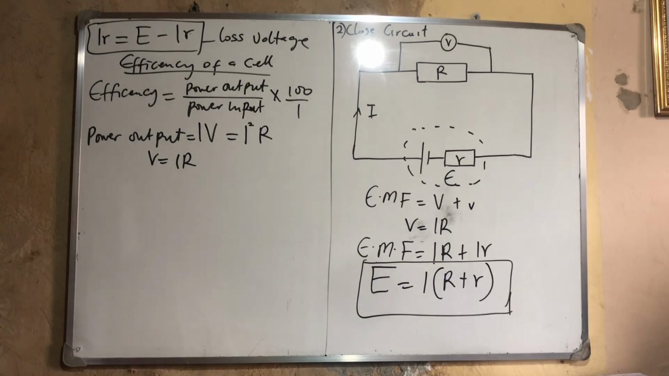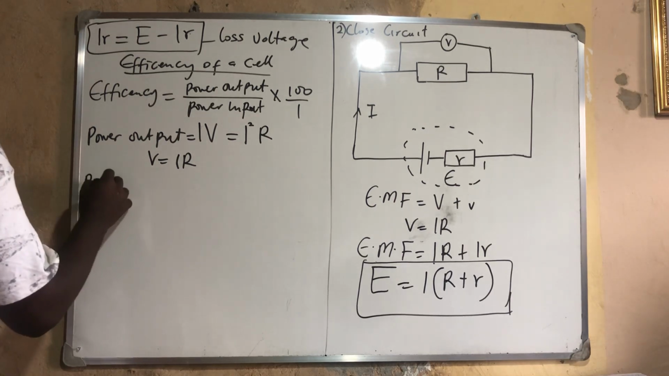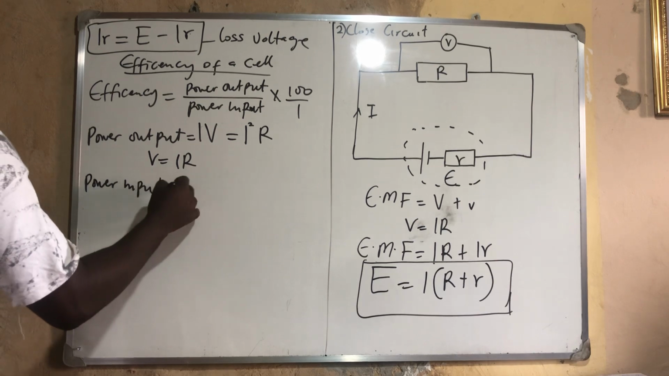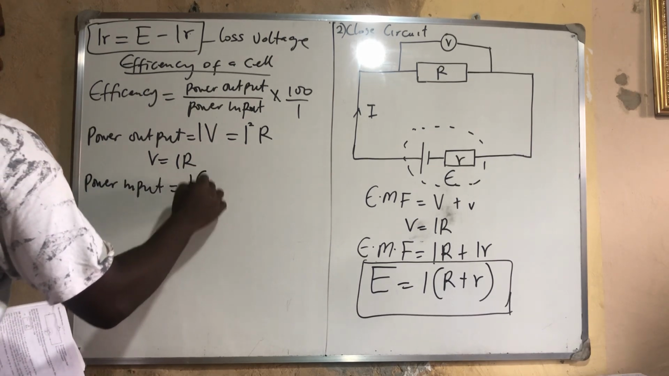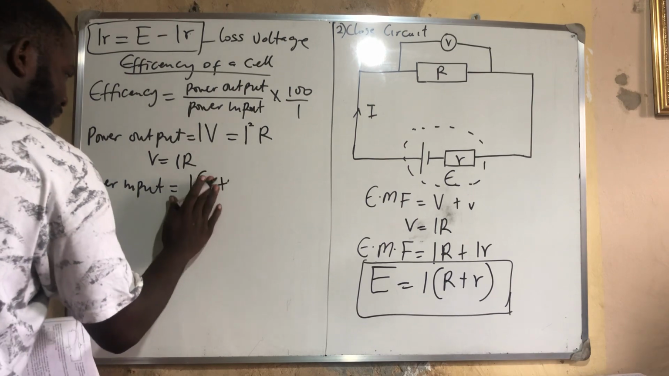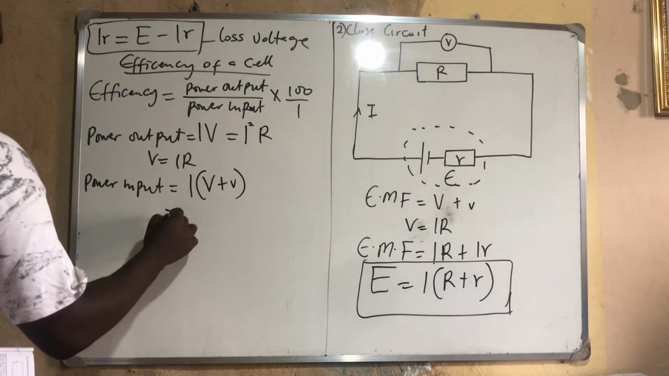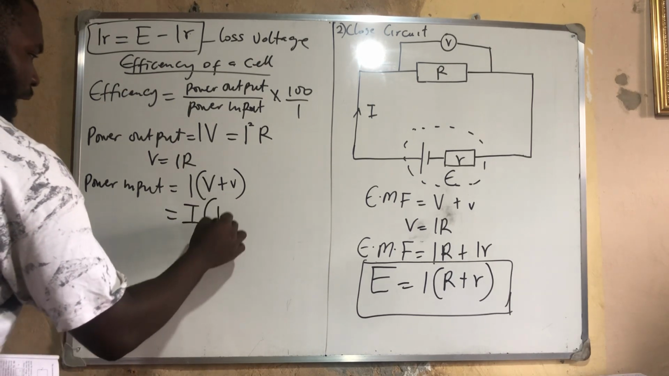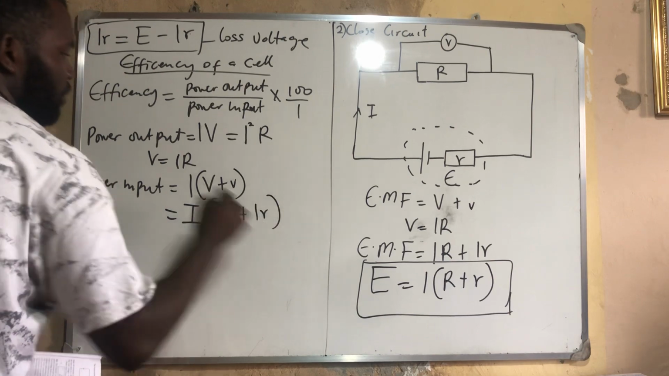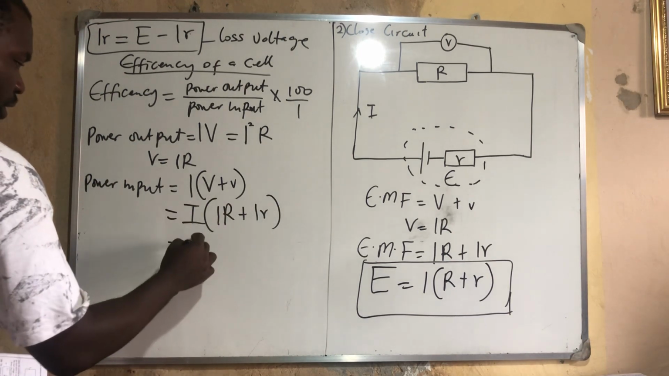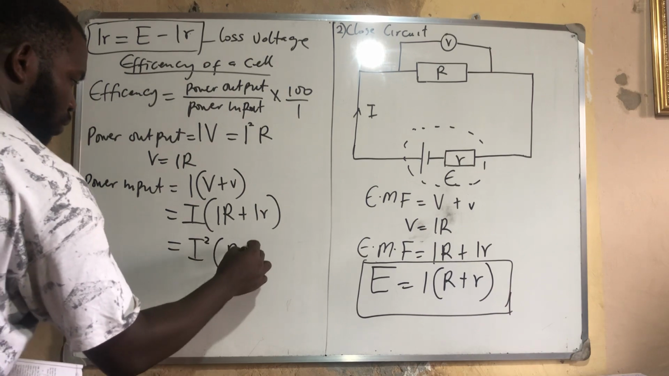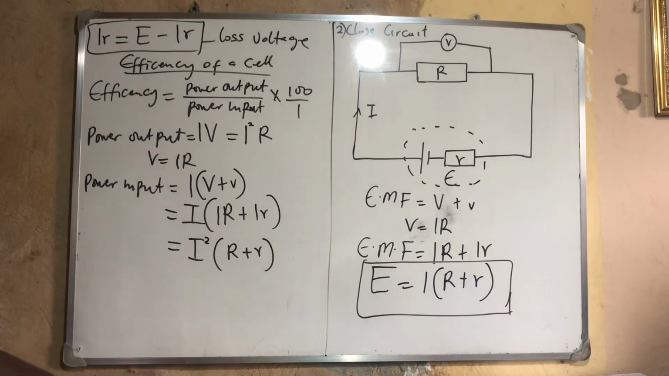But the power input is the total power delivered by the cell to both the external and internal resistors. So the power input is I in bracket of capital V plus small v, which will give you I big R plus I small r. They have I in common, so I have I squared in bracket of R plus r. So that is how to get your power input.